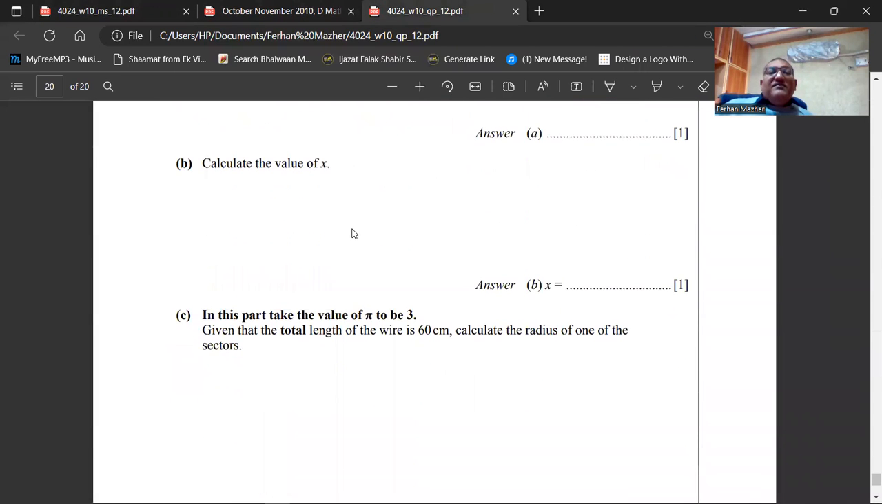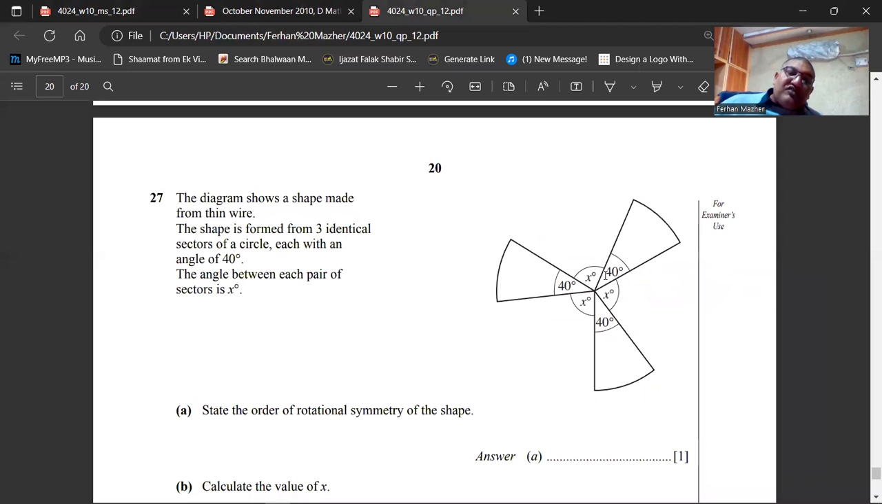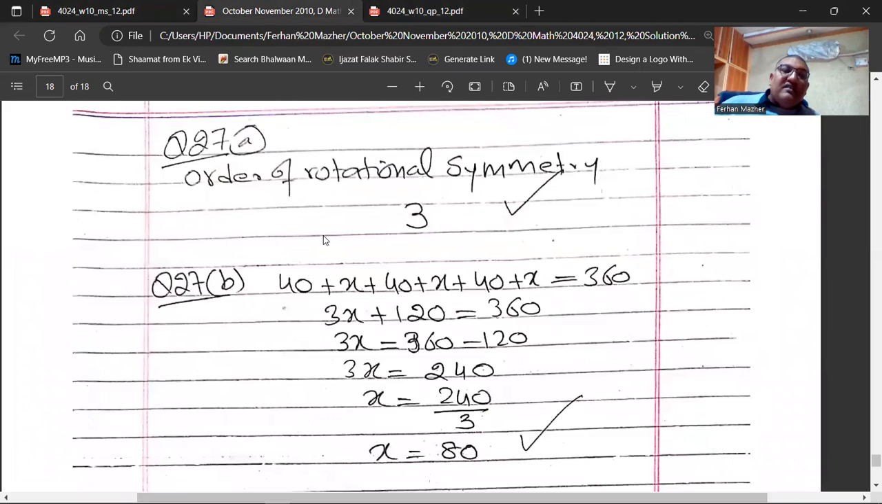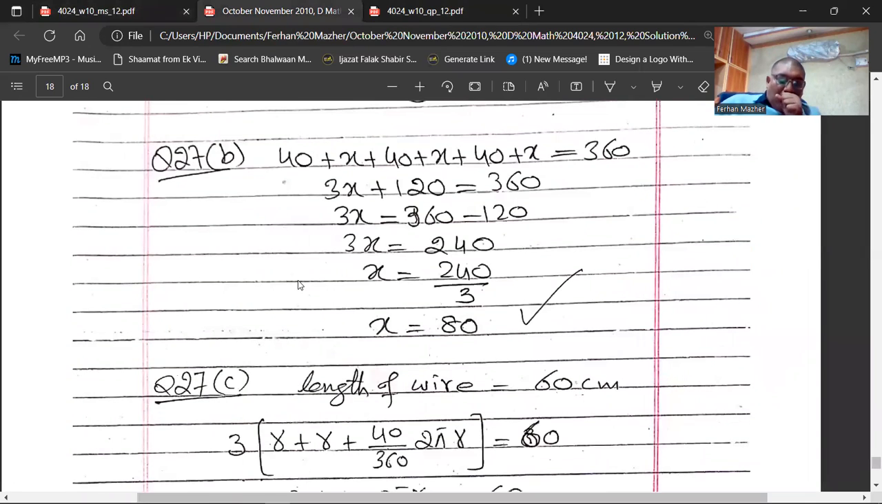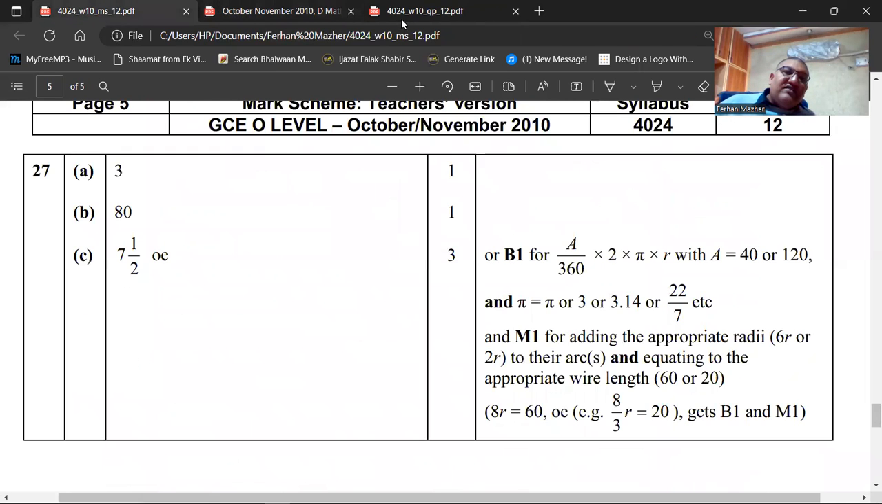Then it says calculate the value of x. You see x plus 40 plus x plus 40 plus x plus 40 will be equal to 360. So 3x plus 120 equals 360. 3x equals 360 minus 120. So 3x equals 240. So x will be equal to 240 divided by 3. So x will be equal to 80 degrees. Answer is right.